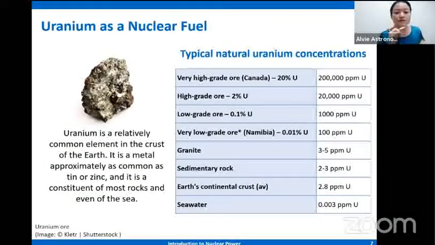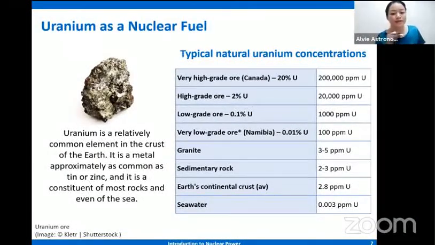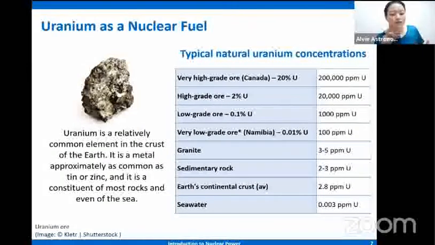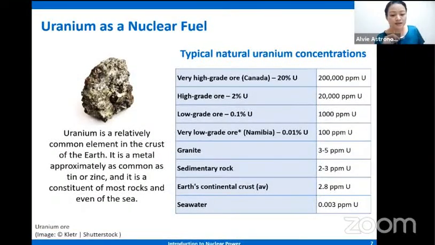Now, we mentioned that the fuel for a nuclear power plant is uranium. What is uranium? It is a naturally occurring element that's relatively common in the crust of the Earth.